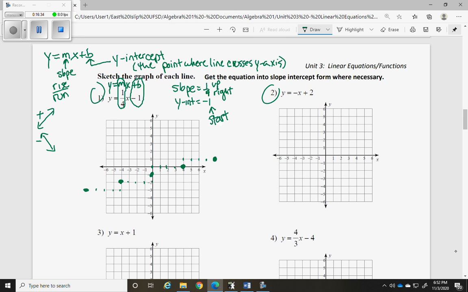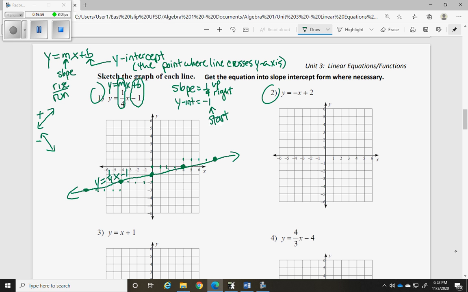And then if I followed that pattern of rise over run being 1/4, I really do get points that are in a straight line. So I can connect them, I can put an arrow, and I can label my line y equals 1/4 x minus 1. Done. That's how we graph using slope and y-intercept.